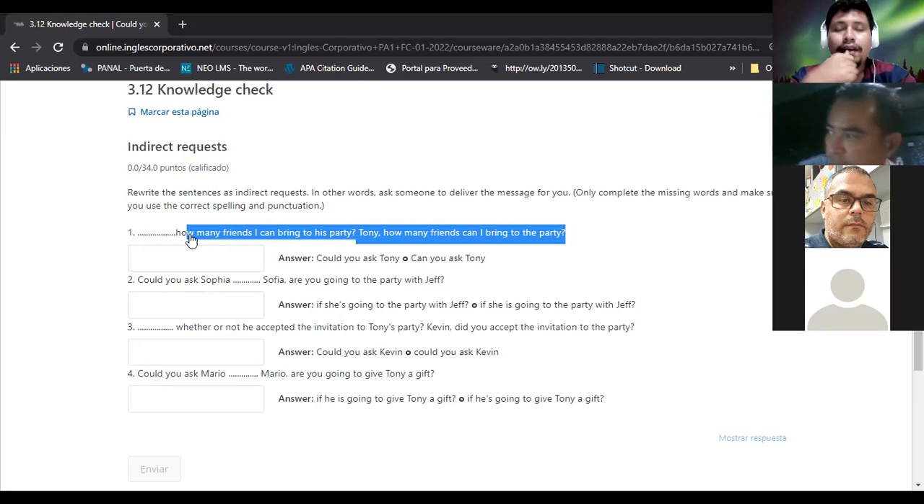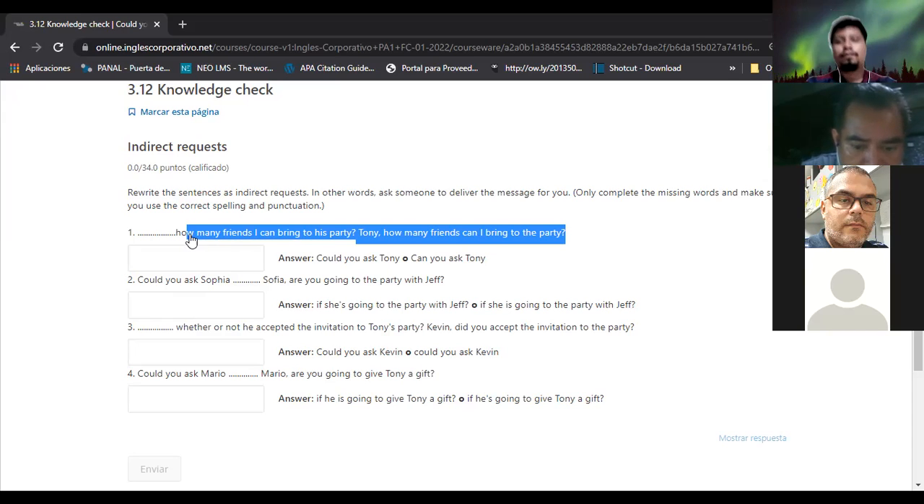But in the second one, it says, Tony, how many friends can I bring to the party? So to complete the sentence, because it is interrogative, we have to use the model first. Like, would you ask Tony how many friends I can bring to his party? So I think there is a mistake there. Could you ask Tony how many friends can I bring, okay, to his party? Yes?